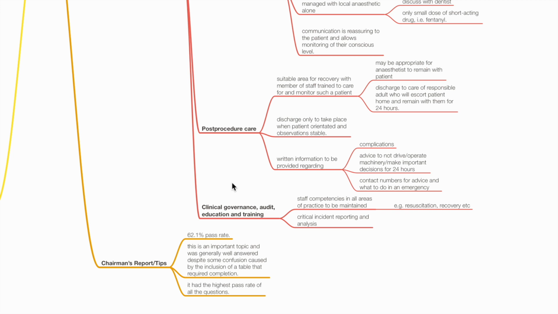Written information to be provided regarding complications, advice to not drive or operate machinery and make important decisions for 24 hours. Contact numbers for advice and what to do in an emergency. Clinical governance, audit, education and training. Staff competencies in all areas of practice should be maintained, such as resuscitation and recovery. Critical incident reporting and analysis when appropriate.